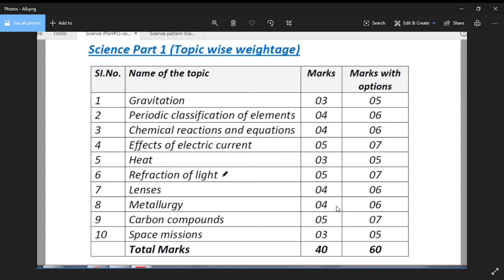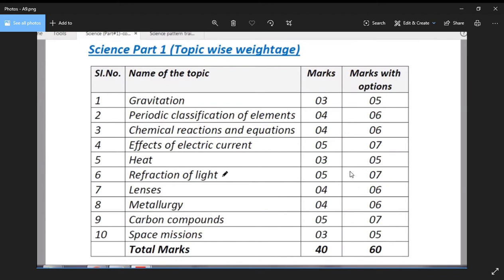Metallurgy, compulsory marks 4, marks with option 6. Carbon Compounds, compulsory marks 5, marks with option 7. Space Mission, compulsory marks 3 and with option 5. It means that with option, the question paper is 60 marks, but compulsory marks are 40.